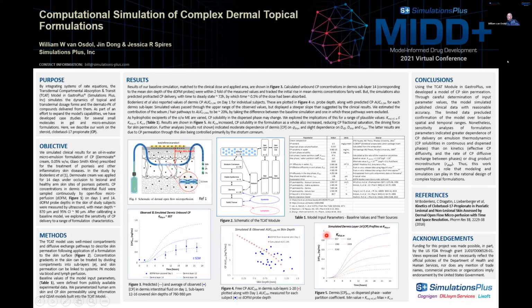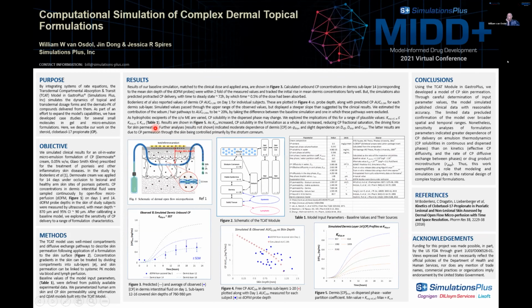through this dispersed phase water partition coefficient, so it increases from its baseline value of about 360, which is the vegetable oil water partition coefficient, about tenfold up to about 3160, which is the value of the octanol water partition coefficient for clobetasol propionate. And as we do this, you see that the predicted concentration time profiles for unbound clobetasol propionate in dermis sublayer 14 fall monotonically.